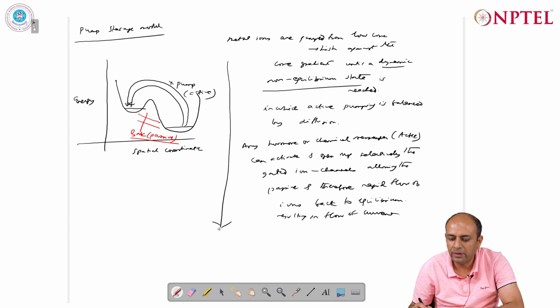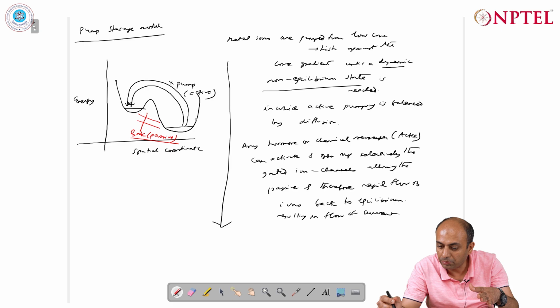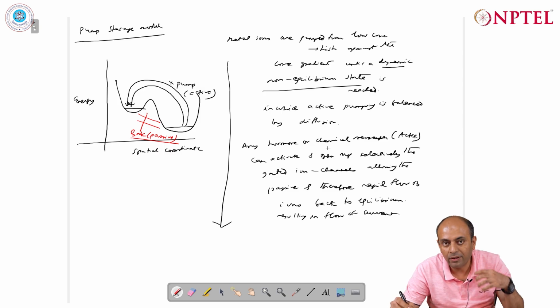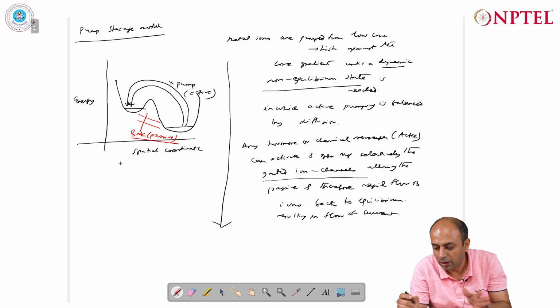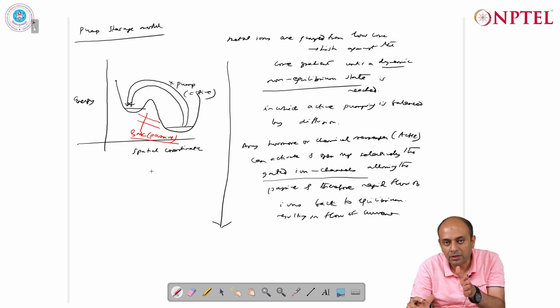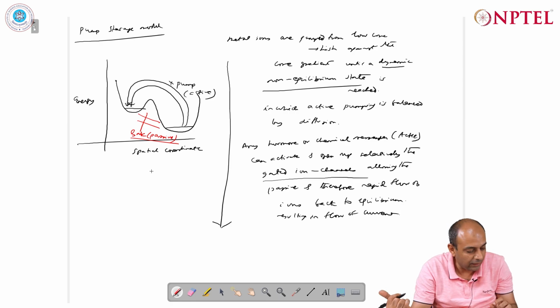Okay, so this is the overall explanation, that metal ions are being pumped from low to high concentration against the concentration gradient, because you have a dynamic non-equilibrium state, in which active pumping has to be balanced by diffusion. The process of diffusion will start only when you have a stress to the system, or an impulse, or a chemical messenger or hormone that can activate or open up these gated ion channels, which now allow the rapid diffusion of the ions back to equilibrium, and this process creates a flow of current and plays an important role in nerve transduction. That is how the nerves carry the electrical current, by this process.